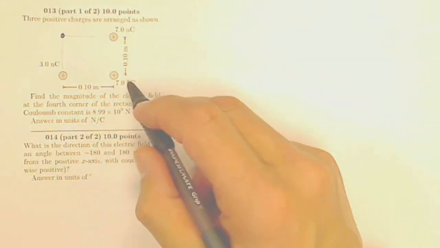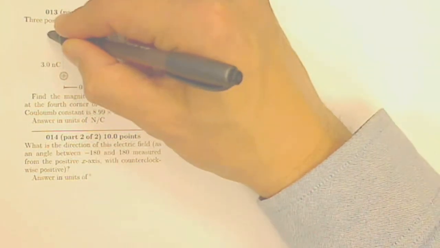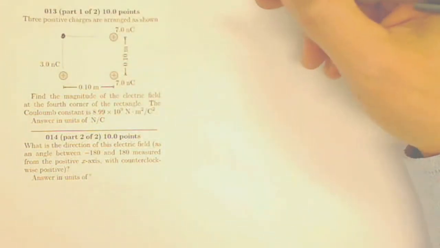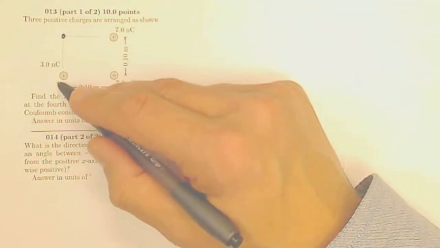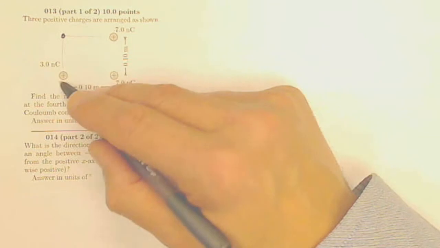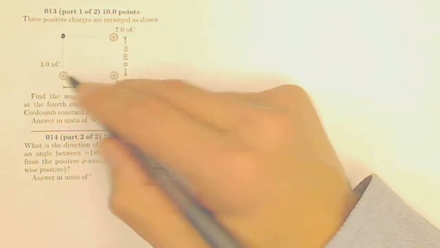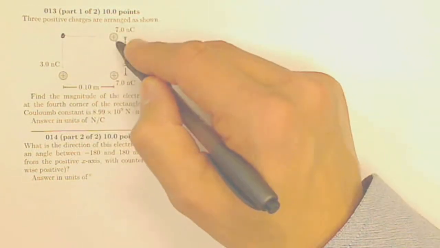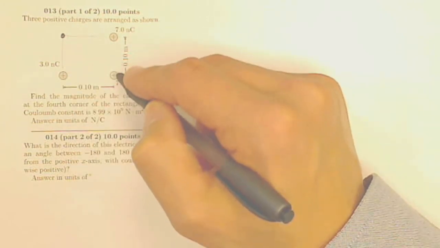Similar to previous problems, I'm going to have an electric field from this one pointing in some direction, from this one pointing in some direction, and from this one pointing in some direction. But since this is 7 nanocoulombs and this is 3 nanocoulombs, these two are not going to give equal electric fields. So I'm going to have to find the x and y components of all 3 of these. Actually, this one is going to be all x. This one is going to be all y, and this one is going to be some x and some y.